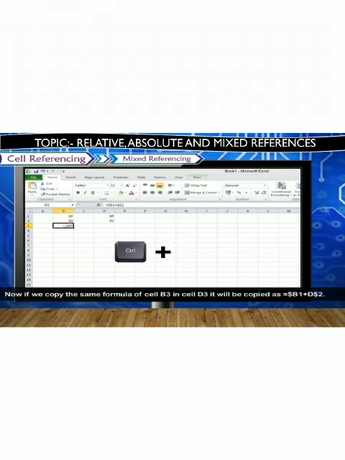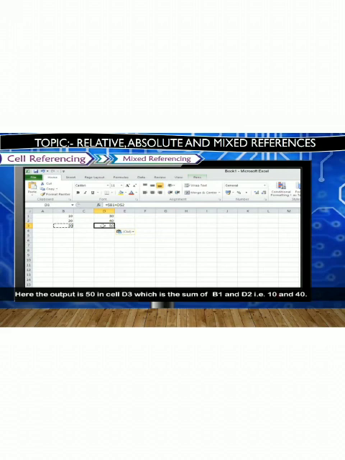Now, if we copy the same formula of cell B3 in cell D3, it will be copied as $B1+D$2. Here, the output is 50 in cell D3, which is the sum of B1 and D2, that is 10 and 40.